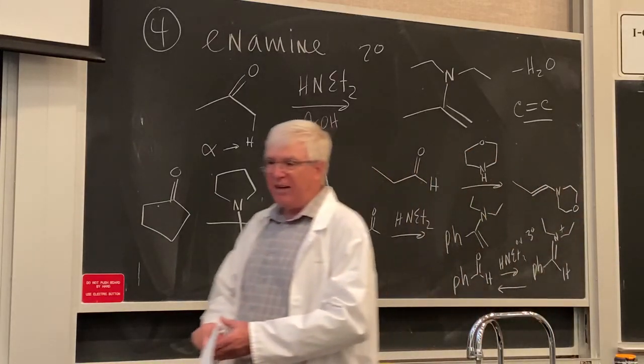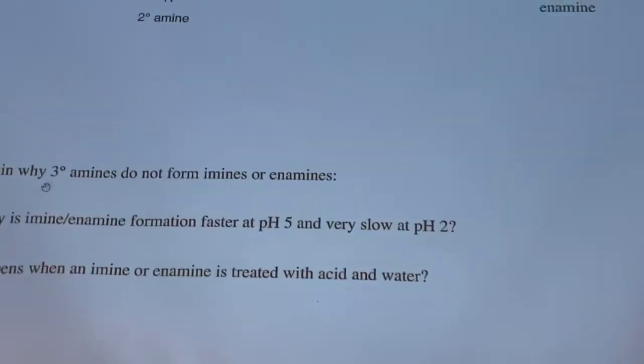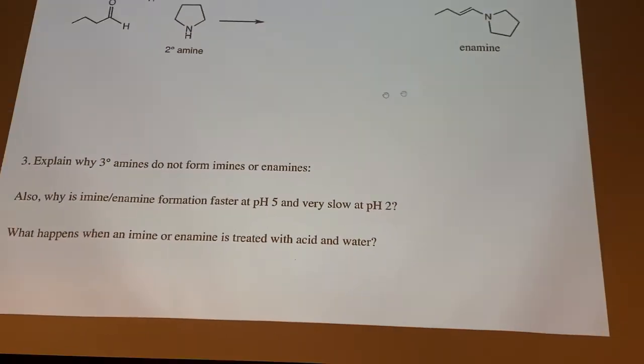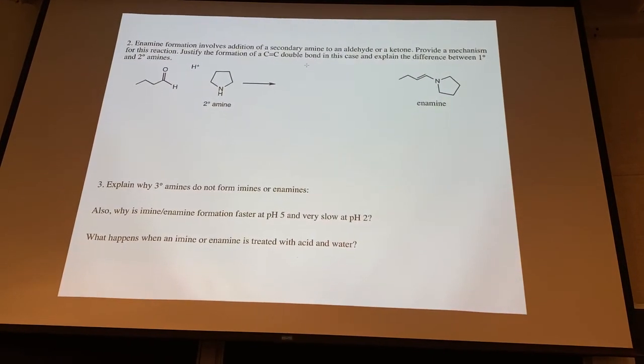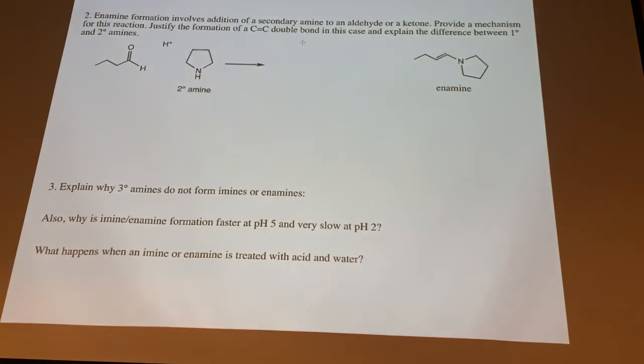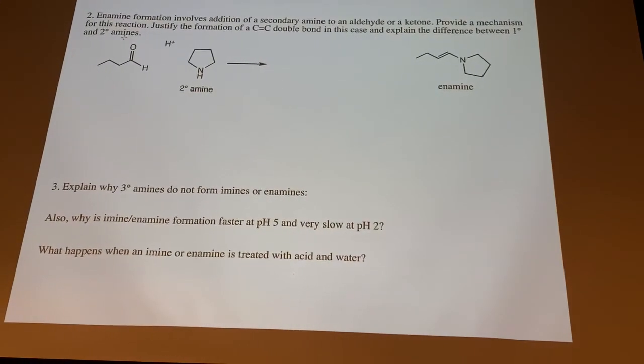Let's do a class activity sheet. If you can look back up here to the overhead. This is on a sheet you can get, again, on Learning Suite there, but here's the challenge. Enamine formation involves a secondary amine and an aldehyde or ketone. Write a mechanism for the reaction. We've got to do electron pushing that justifies the double bond in this case, and explain the difference between primary and secondary amines. Indeed, this is a secondary amine. That's that pyrrolidine. You don't need to worry about the name for that. And that's an example I just showed you, and it forms the enamine.